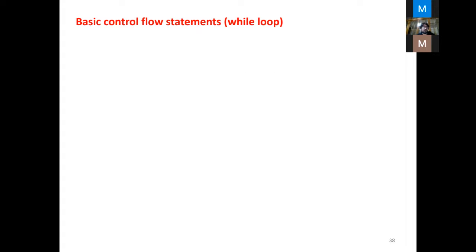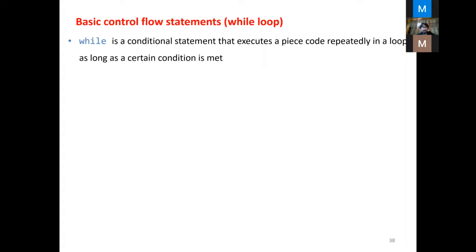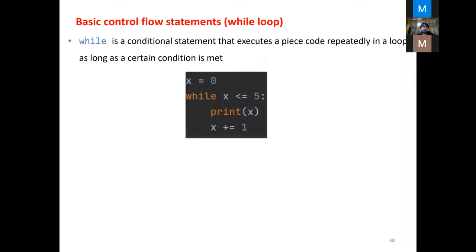Then we go to a while loop. A while loop is also a conditional statement, but this time it's going to be executing what's inside of the indentation, on the indentation level next to the while, until a certain condition is met. So for example, you define x equals 0, then your while condition is while x is less or equal to 5, then you print x, and then at each iteration you add 1 to the value of x.